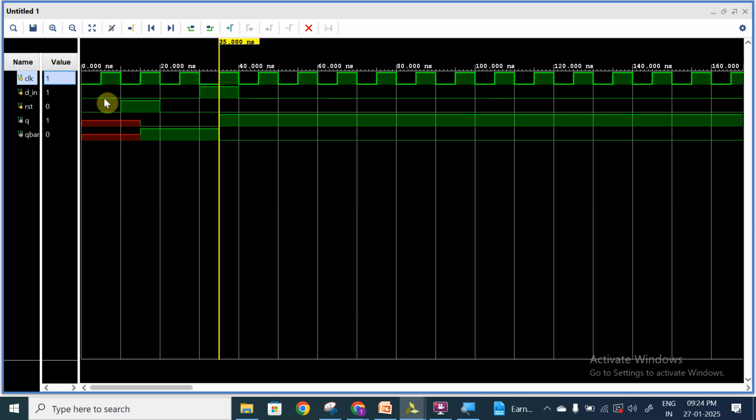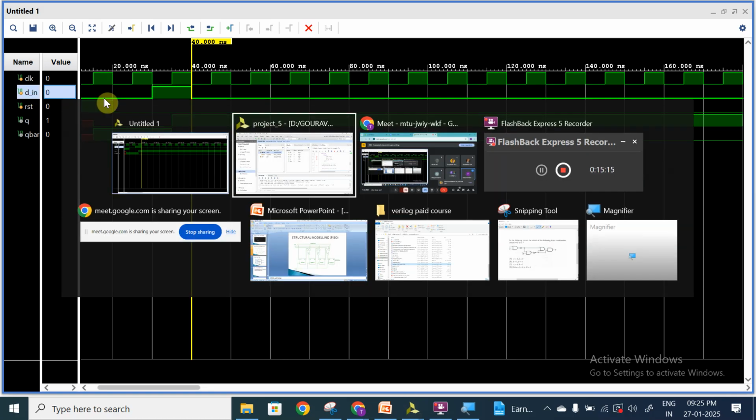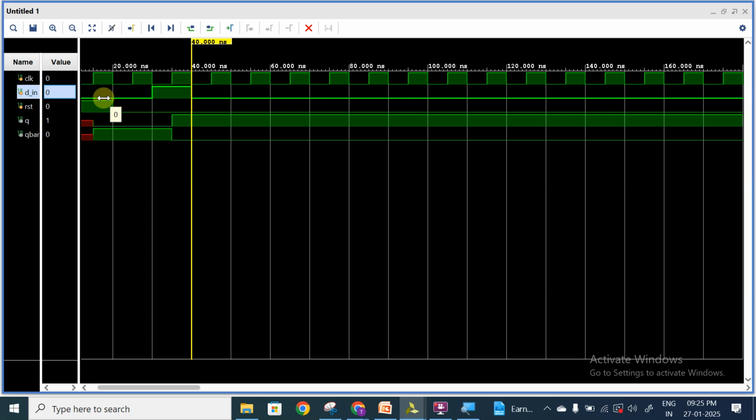And since D is equal to 1, my Q is equal to 1 and Q bar is equal to 0. Okay. And since my din is equal to 0 in the next clock edge, my output should be equal to 0. Here, why is the output not happening? Okay, sorry. Why is it not happening? What is the error we have? Can anyone debug it? My input din is equal to 0, but my output is not going to 0, not resetting to 0. Can anyone tell me the reason why it is not happening?